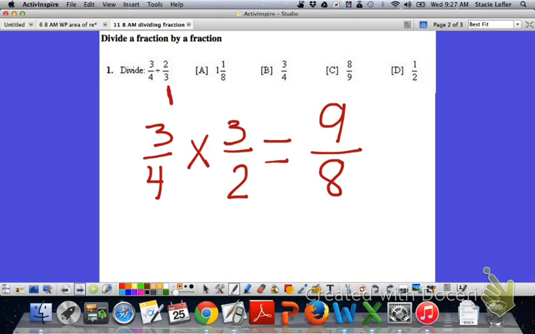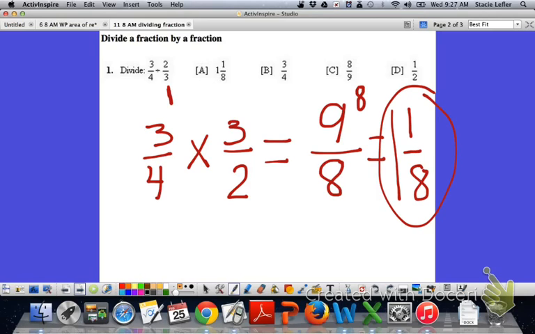And this is great, but it's improper, so we usually make our final answer. We change it from an improper to a mixed number. 8 goes into 9 once, with 1, that takes us up to 8, so there'd be 1 left over, for 1/8. 1 and 1/8.